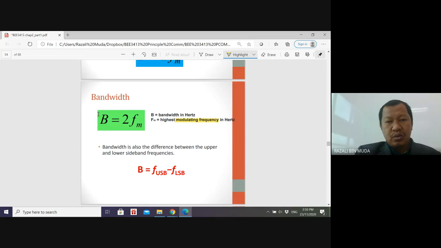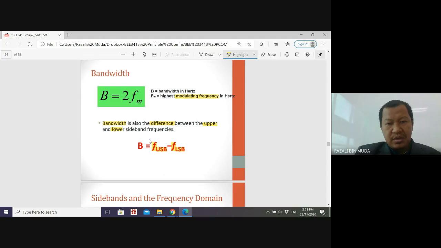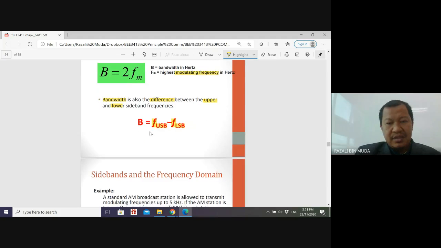Okay, so we can also derive the equation for bandwidth in terms of sideband frequencies. We can say that bandwidth is the difference between the upper and lower side frequencies. So basically B equals F upper minus F lower. So this is equal to 2 FM. The answer is the same.